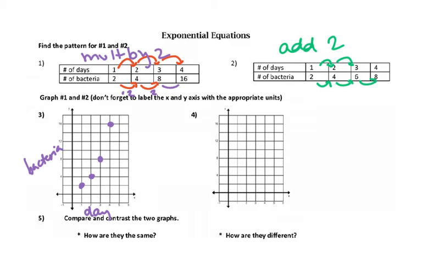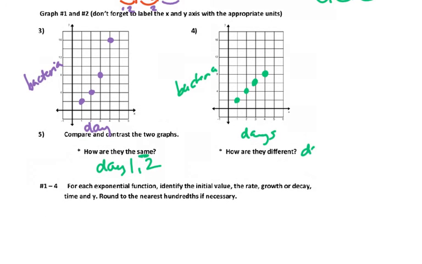Now look at the next one. Again, days and bacteria. So day 1, I'm going to have 2 bacteria. So far that's the same. And day 2, I'm going to have 4 bacteria. So it's the same for day 1 and 2. Okay, that's one way that they're the same. And then 3 is going to be 6, and 4 is going to be 8. So that's where they're different. Days 3 and 4 are ways that they're different.